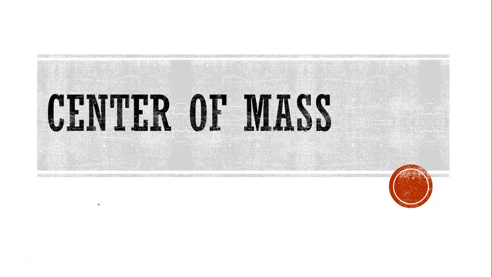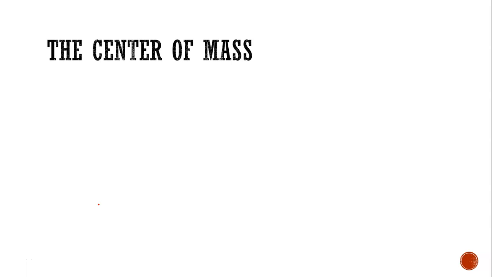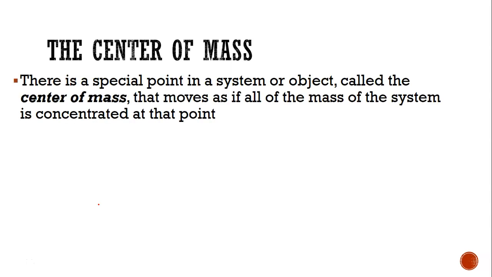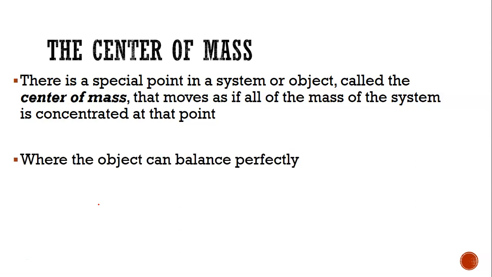In this video, we are going to learn about the center of mass. So there's a special point in a system or object called the center of mass that moves as if all of the mass of the system is concentrated at that point. Essentially, it's where if you held the object at that point, the object can balance perfectly. So you can try it with your pen or your pencil or a meter stick, anything like that.